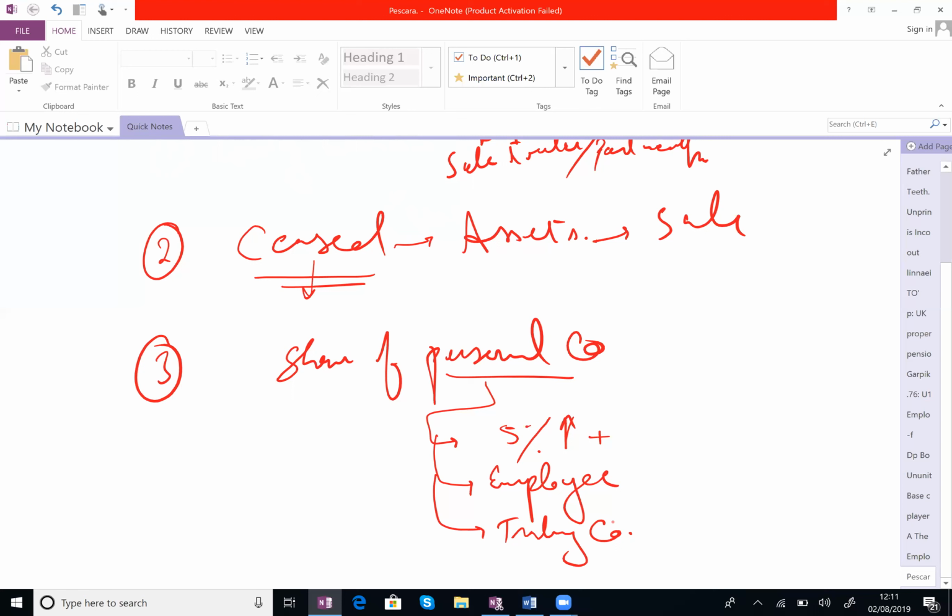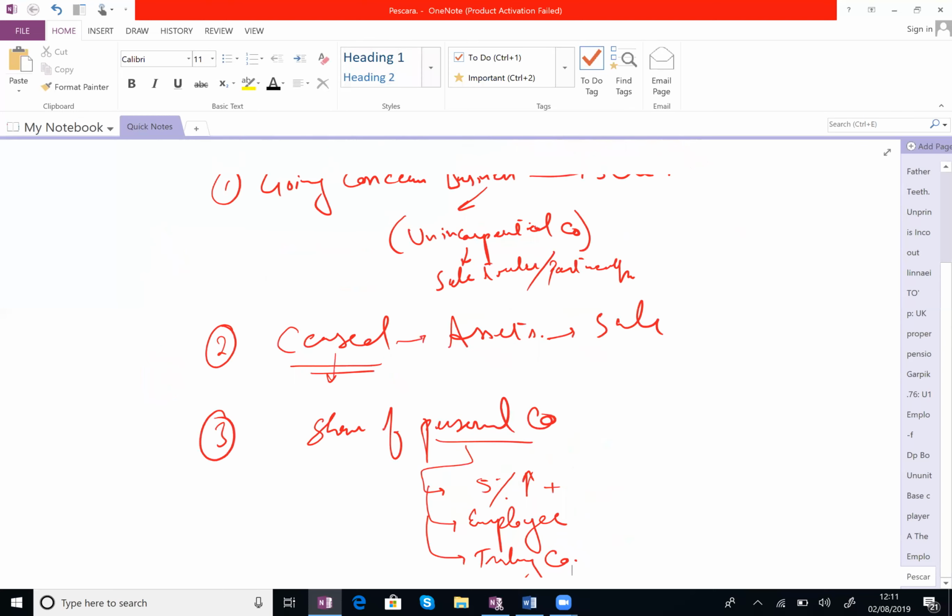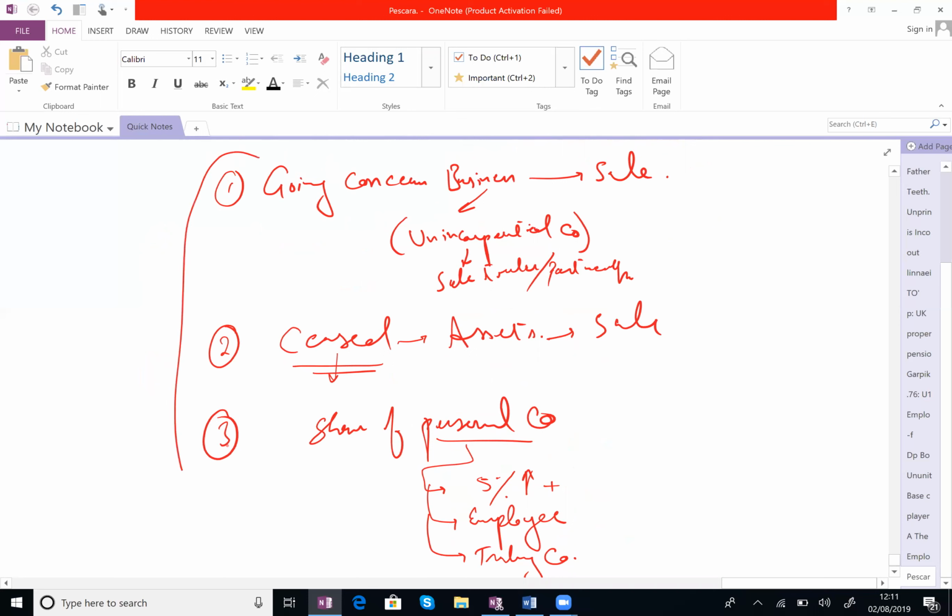So the three situations, quickly revise. When you sell the running business, when you cease the business and sell the assets one by one, and third, when you sell the shares of a personal company, the company in which you have 5% plus holding, plus you are an employee and the company is a trading company, you will get the entrepreneur relief in these three situations. But before selling in all these three, 1 year ownership is a must. For all the three situations, a 1 year ownership period is a must.